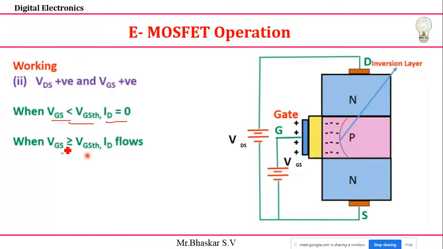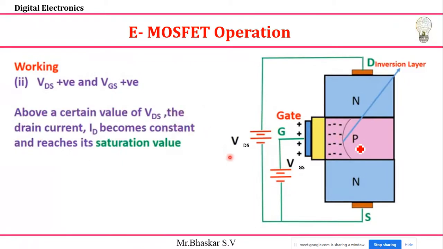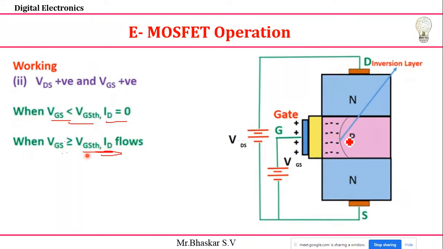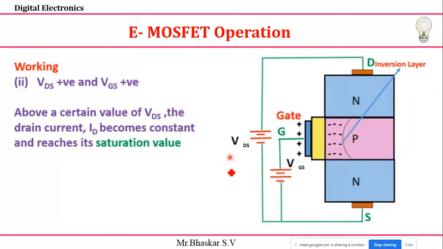And if VGS is greater than some threshold voltage, then only current starts flowing, and only then does the inversion layer need to be formed. So this is a small operation of the E-MOSFET. So VDS is positive, that's right.